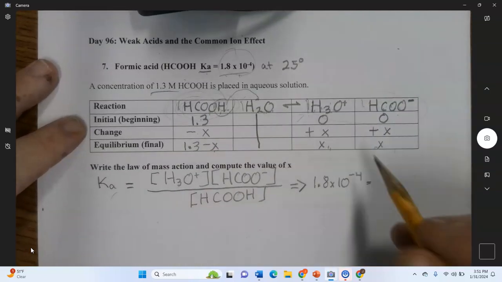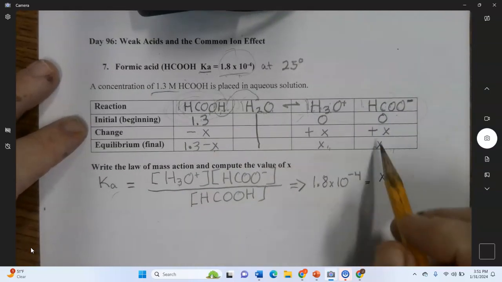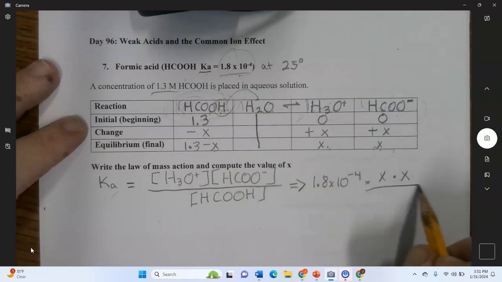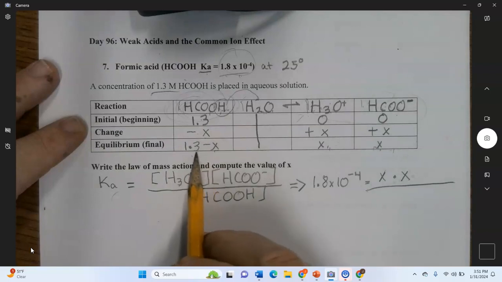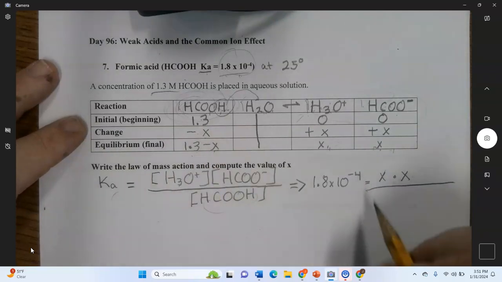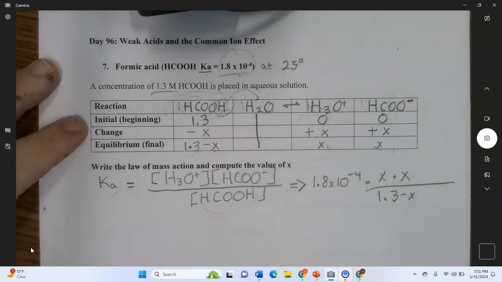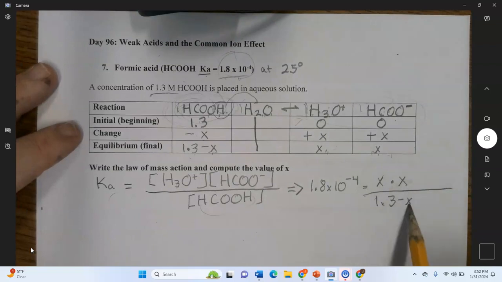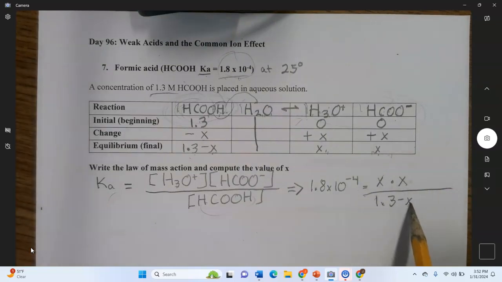X for that, times X for that, over 1.3 minus X for the denominator there. Okay, so that's what that looks like. Now what we're going to do is eliminate this X. We're going to use the simplifying assumption.